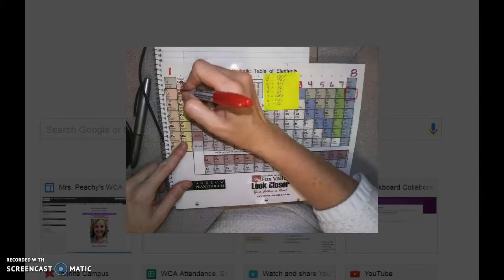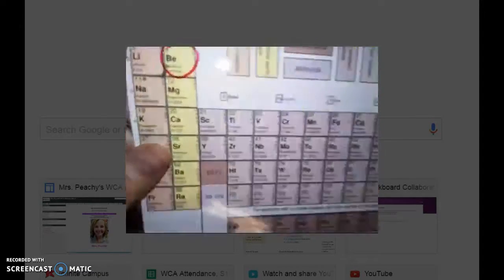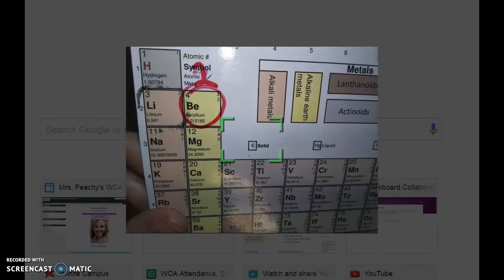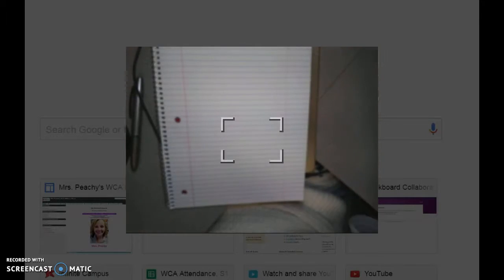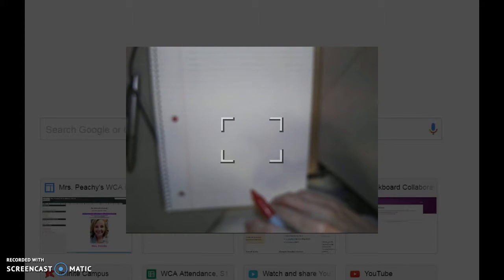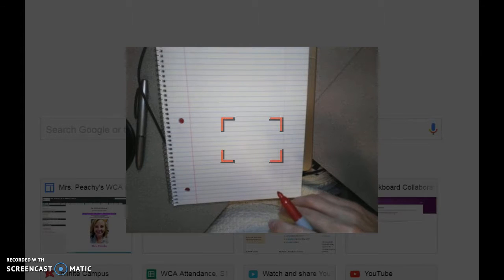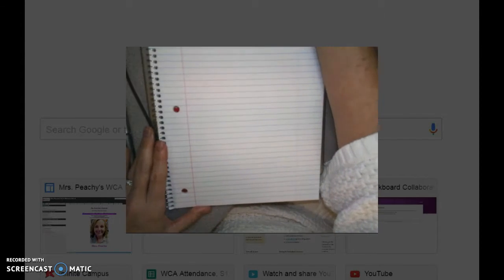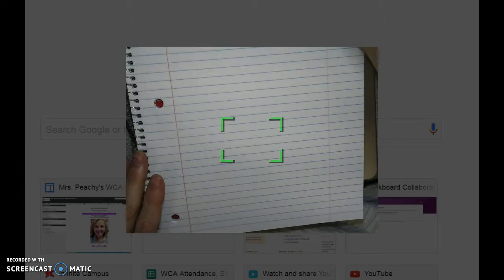So if I bring up a periodic table again and I select one of these, for example, let's look at beryllium. If you look here, beryllium has an atomic number 4, which tells us that it has 4 protons. It also has, if I looked at the atomic mass, 5 neutrons and it has 4 electrons. But I'm only concerned right now with the number of electrons because I'm just going to be graphing that.